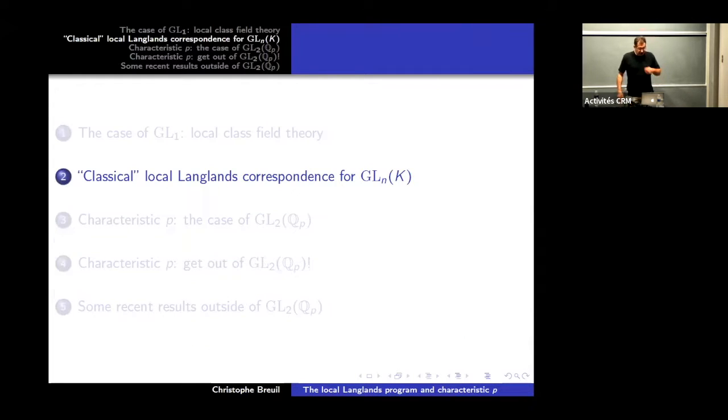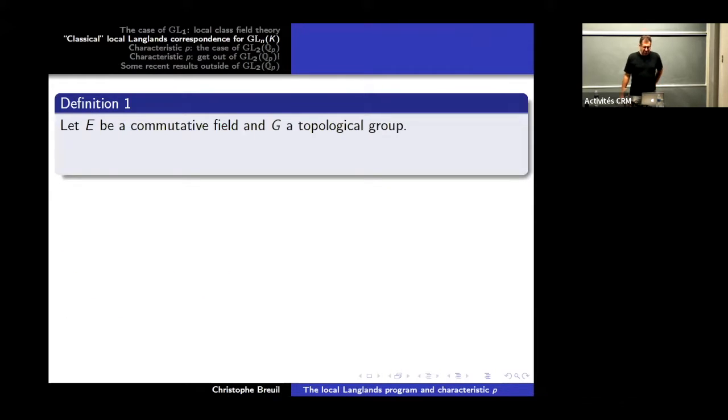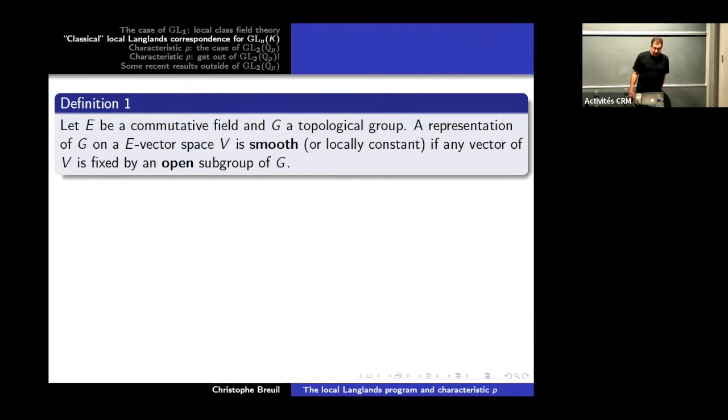And now I'm going to switch quite quickly to GLn of K. Let me start with some preliminaries first. Let me fix E a commutative field and G a topological group. Then a representation of G on an E vector space is called smooth, or we could also say locally constant, if any vector of V is fixed by an open subgroup of G. This means the action is continuous on V for the discrete topology on V, if you like, and the topology you have on your topological group.